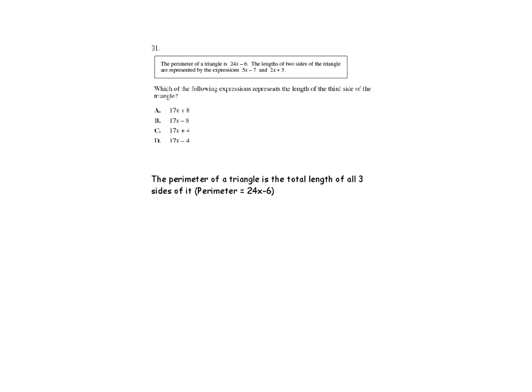The perimeter of a triangle, and this one is going to be the last one, by the way. Perimeter of a triangle is 24x minus 6. The lengths of two sides of the triangle are represented by the expressions 5x minus 7 and 2x plus 5. Which of the following expressions represents the length of the third side of the triangle? So again, the question tells us the perimeter of the triangle is 24x minus 6. Again, perimeter is the total length of all three sides.